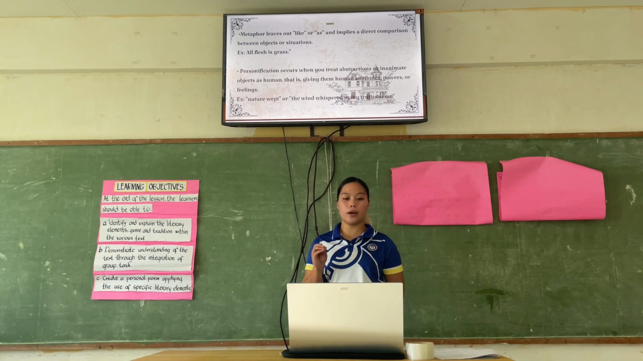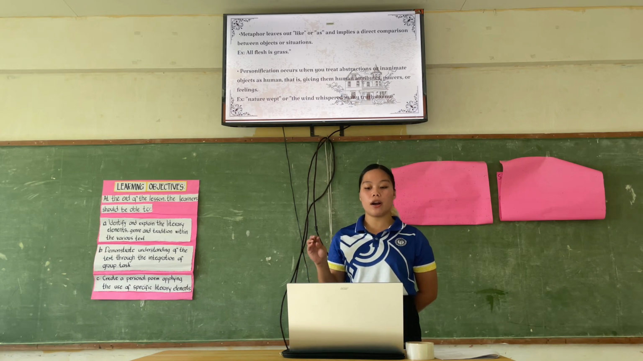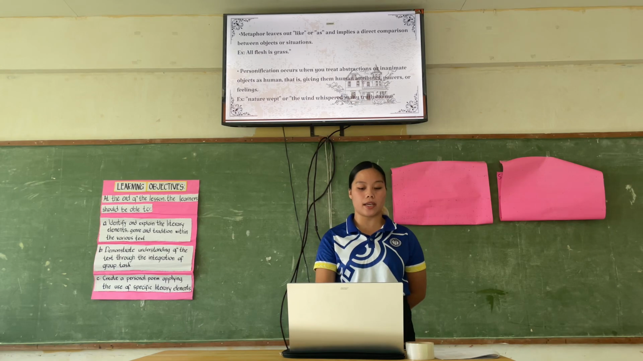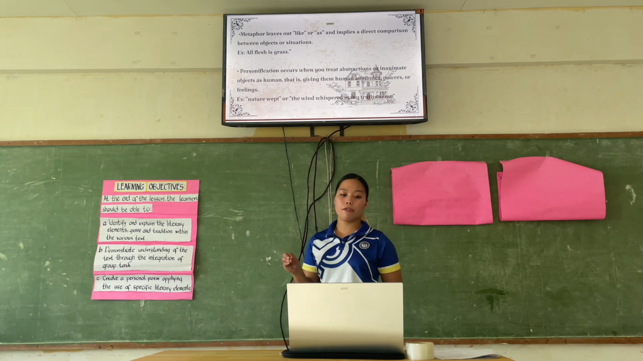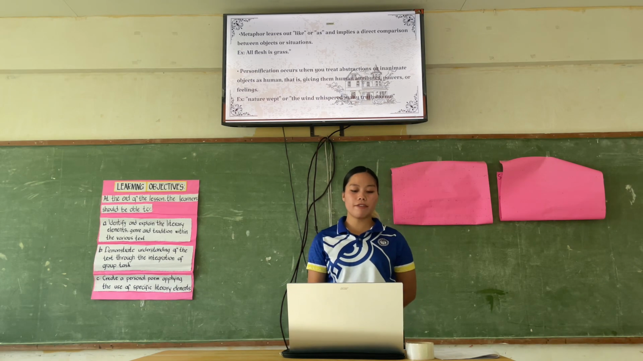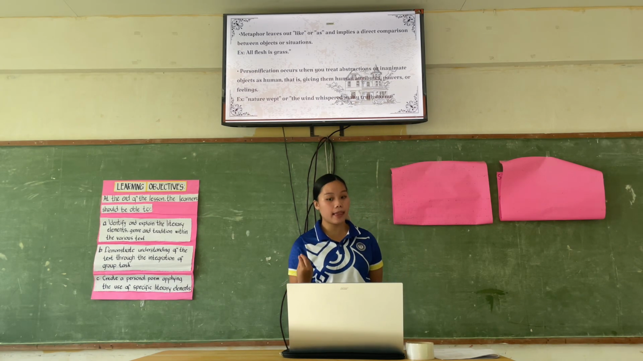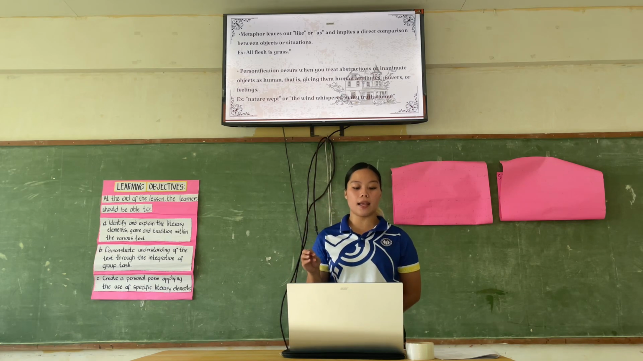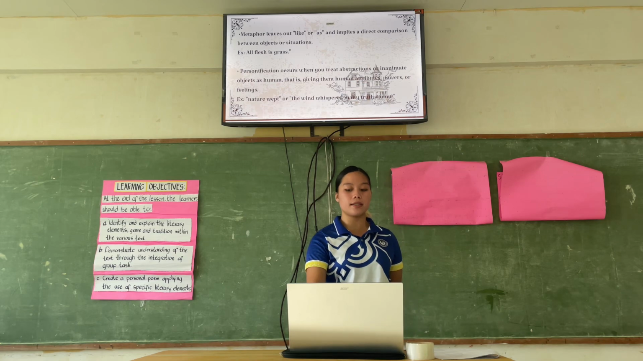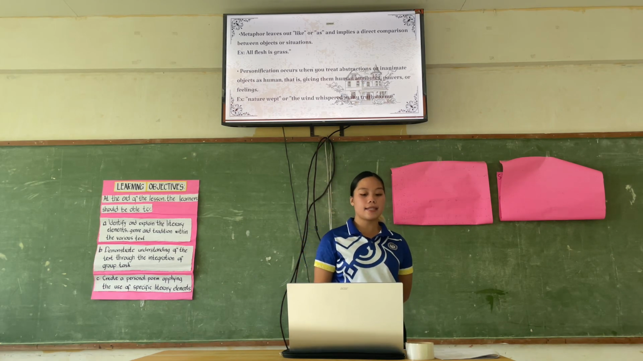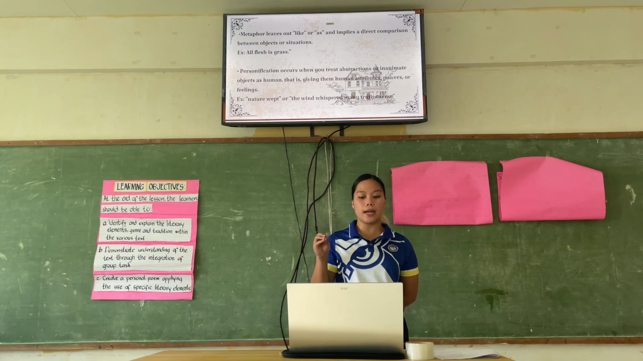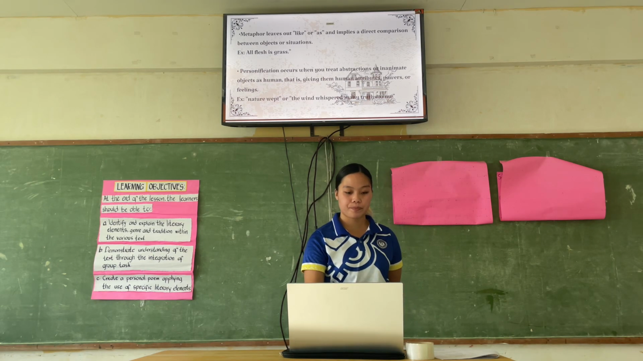Next is metaphor. It leaves out like or as, and implies a direct comparison between objects or situations. Example: all flesh is grass. Next is personification. It occurs when you treat abstractions or inanimate objects as human, that is, giving them human attributes, powers, or feelings. Example: nature wept, or the wind whispered many truths to me.